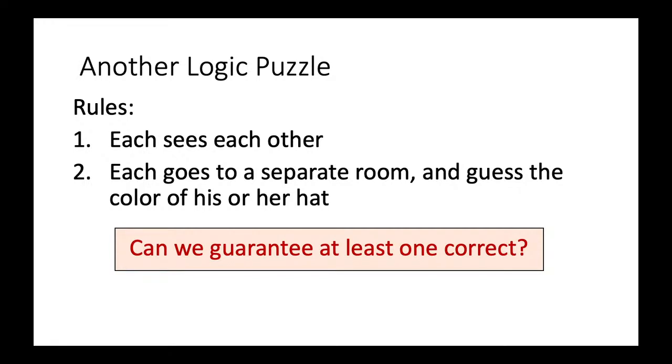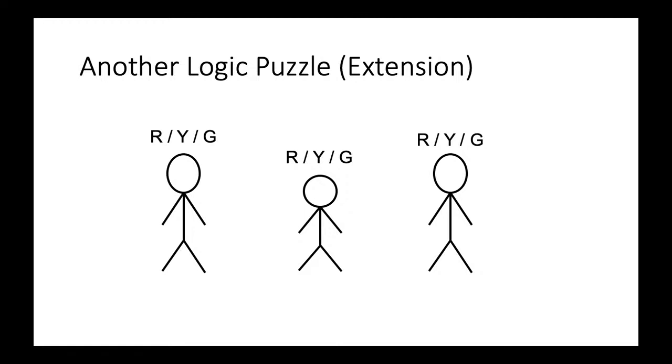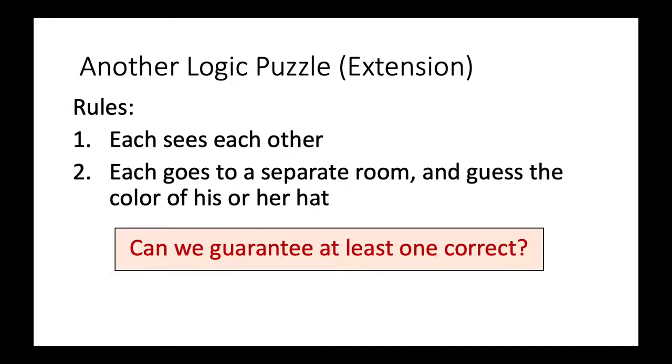Okay. But now, if you can solve this case, let's move on to a more complicated case. This time we have three guys. Let's say they are all boys. And then the same setting. This time each one has a hat, and the color could be red, yellow, or green. The rules are the same. Each one of them can see the others, and afterwards each one of them goes to a separate room, and they need to guess the color of their hat.